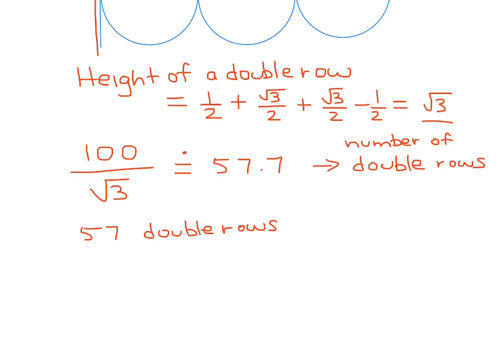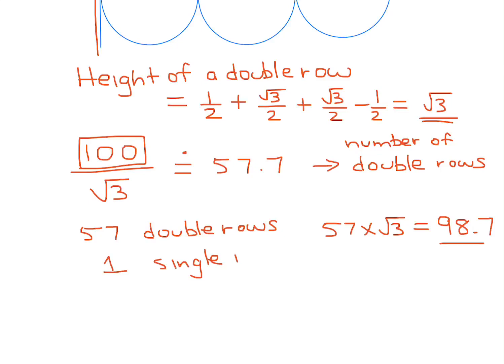And that would give us 57 times root 3 in terms of a total height. Each double row has a height of root 3, and there's 57 of them. And this is 98.7. Now remember, the total height of that square is 100. Can we squeeze in any more double rows? We can't. But we can squeeze in one more single row, like that. Because a single row would probably be no more than 1. And that would bring us up to about 99.